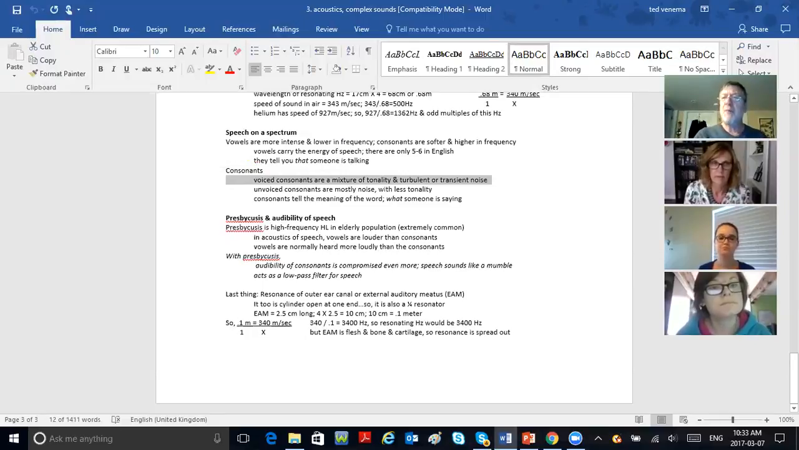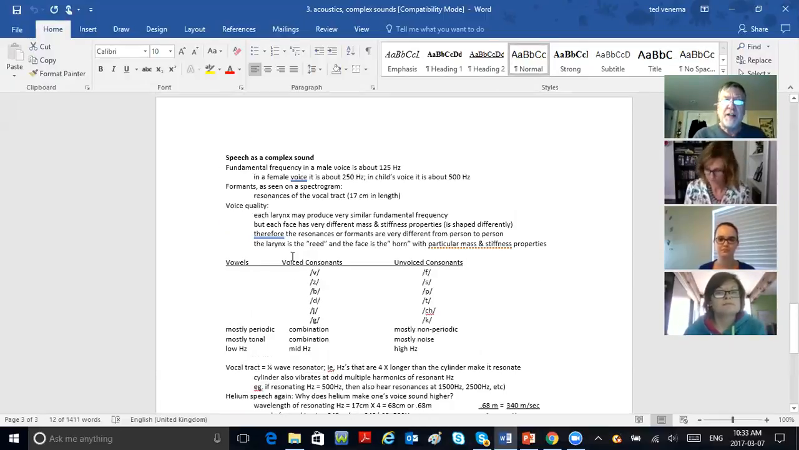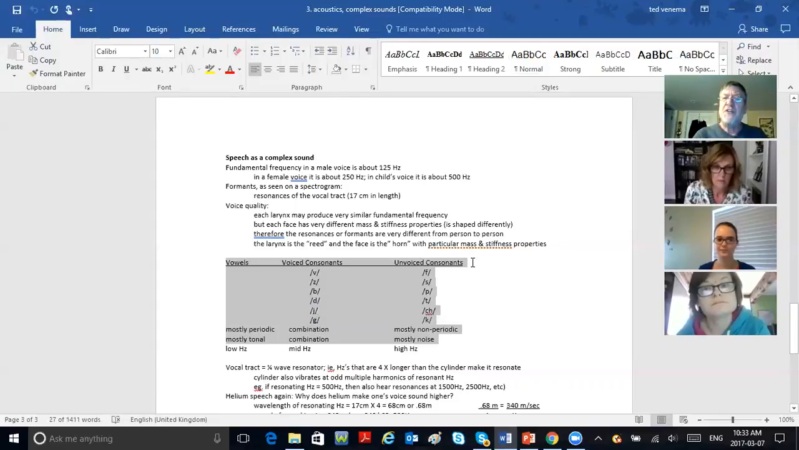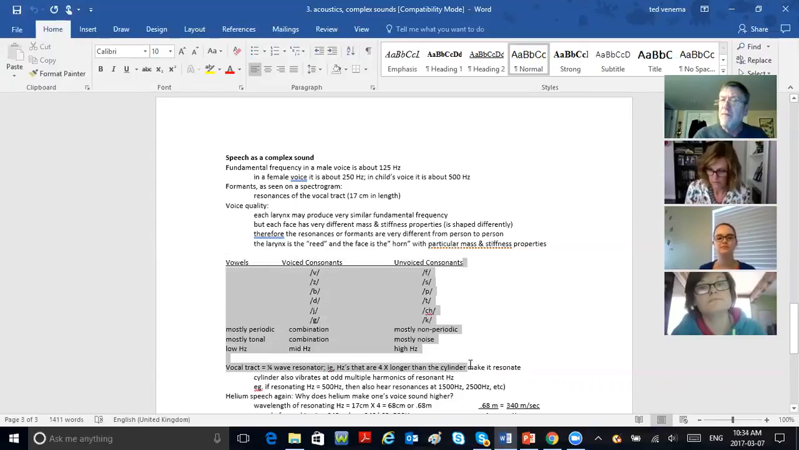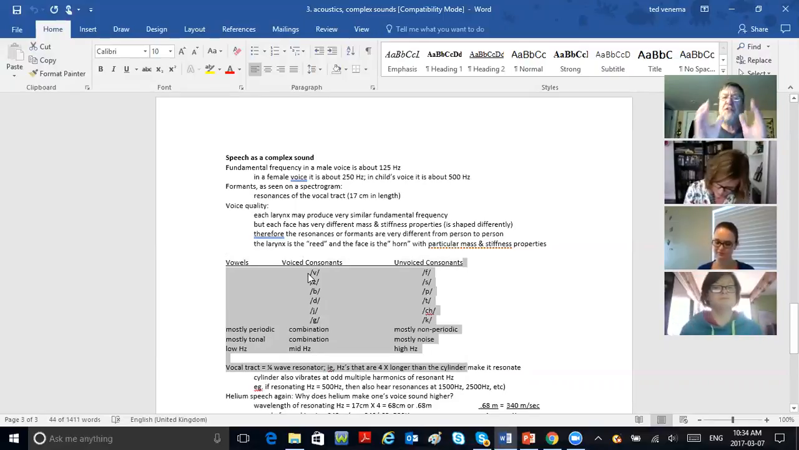So if you look up here, back to where we were for a second, voiced consonants are in the middle. Vowels are louder and lowest. Unvoiced consonants are higher and softer. Vowels are tonal. Unvoiced consonants are pure noise. And voiced consonants are a mixture. Voiced consonants are in the center. They're a combination. That's what it says.